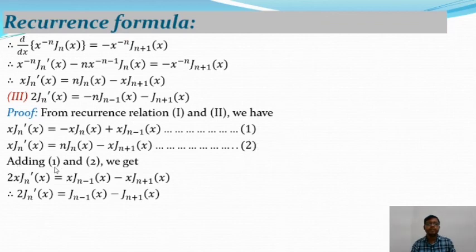So adding equations 1 and 2, we will get 2x into J_n'(x) is equal to x into J_{n-1}(x) minus x into J_{n+1}(x). Okay, so after cancelling the term x on both sides, we will get 2 into J_n'(x) is equal to J_{n-1}(x) minus J_{n+1}(x). Hence the proof of the third recurrence formula. Let us move on to the next slide.